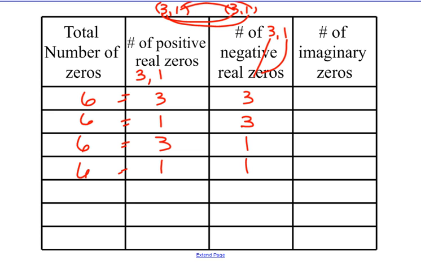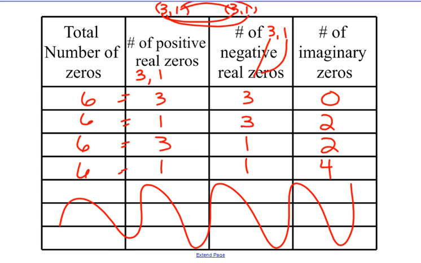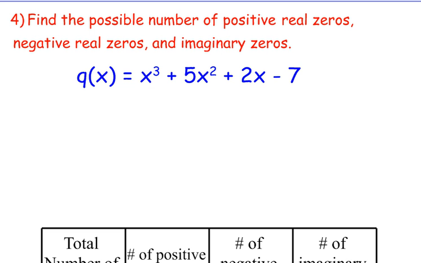So I'm going to say 3 plus 3 is 6, so I have 0 imaginary. 3 plus 1 is 4, so I need 2 imaginary to get to 6. 3 plus 1 is still 4, so I still need 2 imaginary. 1 plus 1 is 2, so I would need 4 imaginary to get to 6. And there's my table. The last one, I want you to pause the video and try it, and then I'll put the answer up here for you.